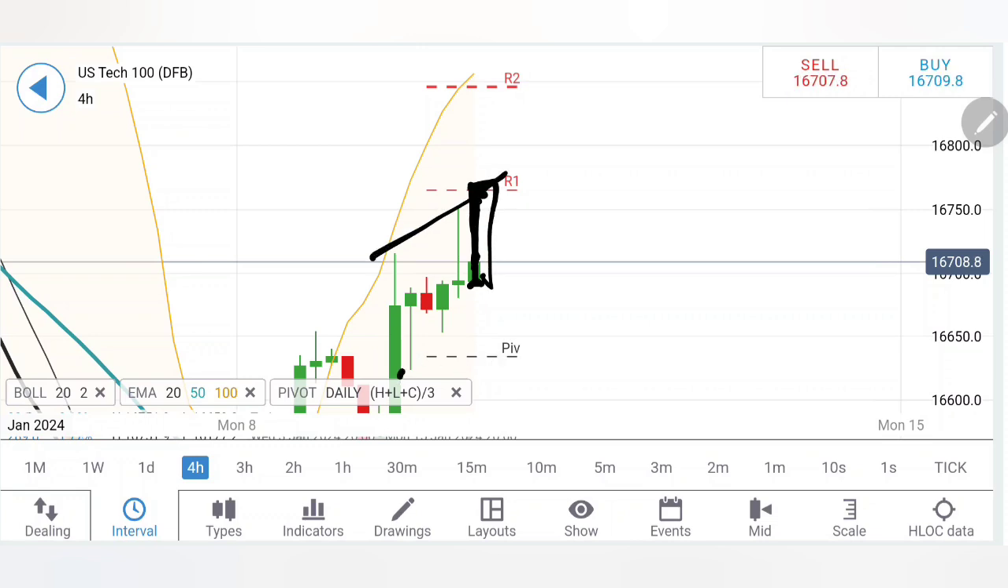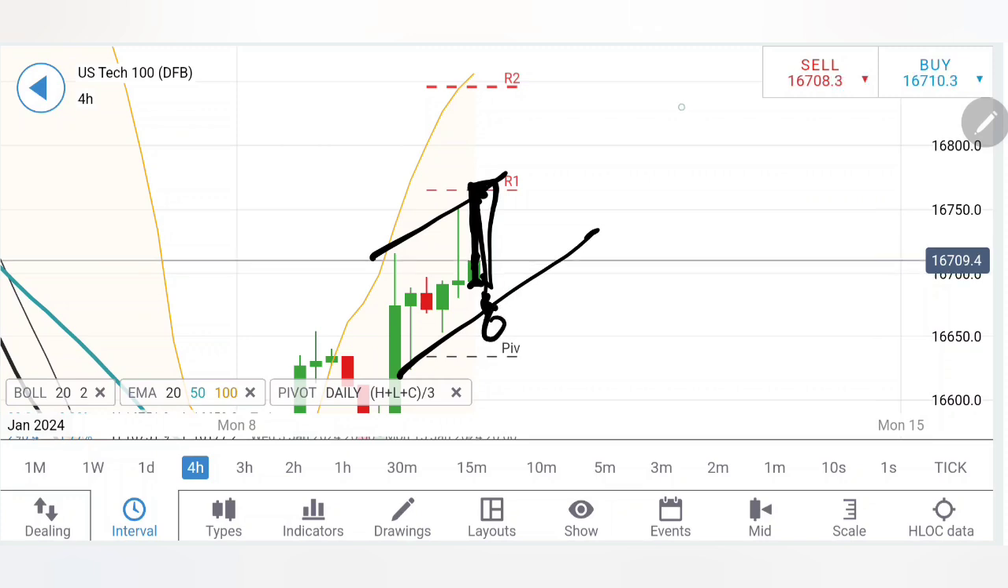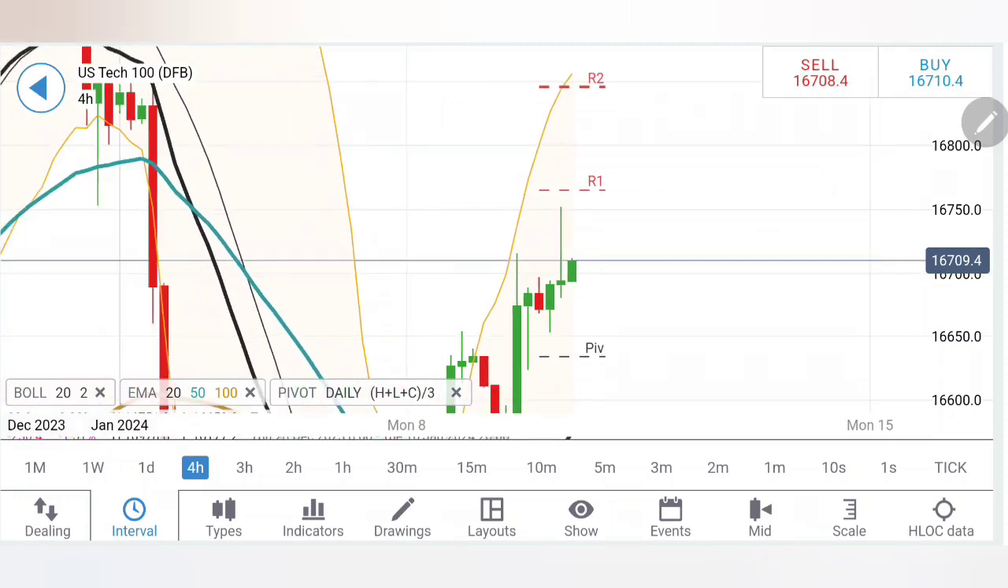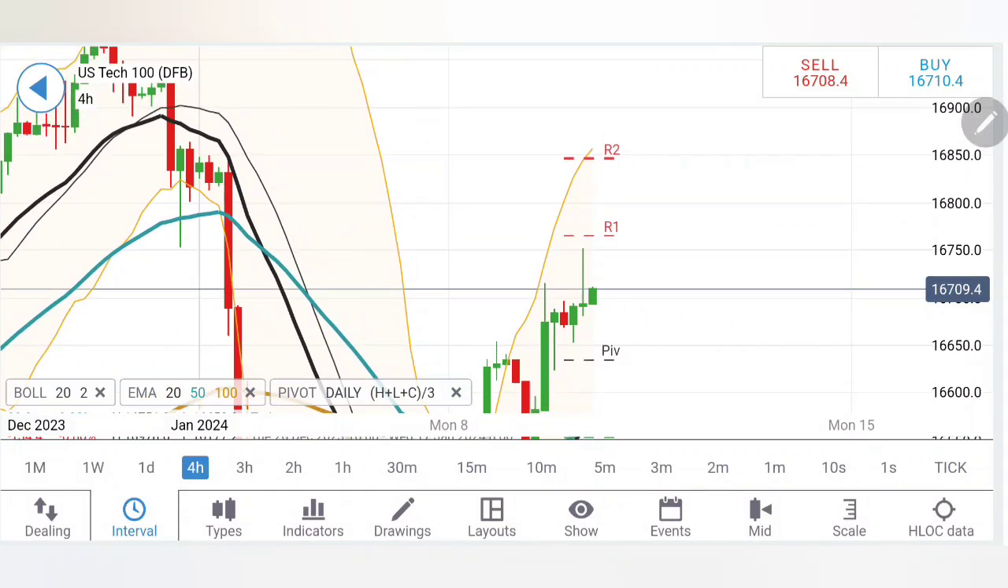It can try to achieve higher highs, it can try to achieve higher lows as well. On the downside, as long as the 16,660, 630 levels are not taken, we are not going to treat Tech 100 as bearish. Remember, it can show you a stronger bullish move and move towards the 16,840, 850 zone as well.